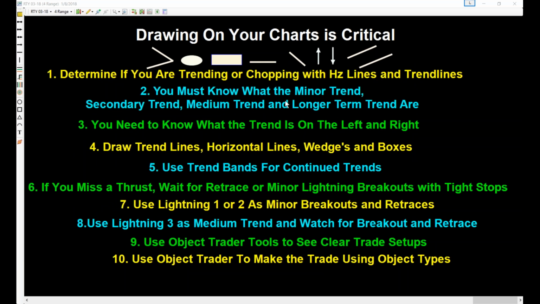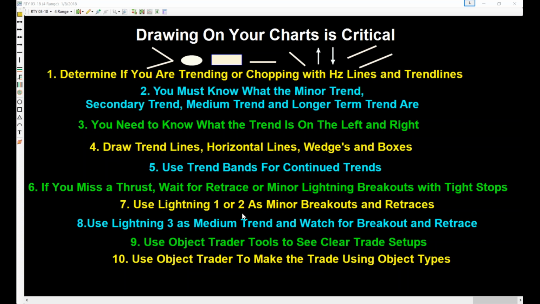You must also know what the minor trend, the secondary trend, the medium trend, and the longer term trend are, and we have indicators for that. You also need to know what the trend is on the left and on the right. Very important to know both sides. We went over this a second ago: draw trend lines, horizontal lines, wedges, and boxes. Use your trend bands, like our VIP Dynamic Trend, for your continued trends. And if you miss a thrust, you either wait for the retrace or you take minor lightning breakouts with tight stops.